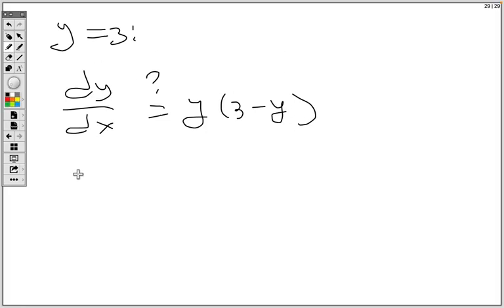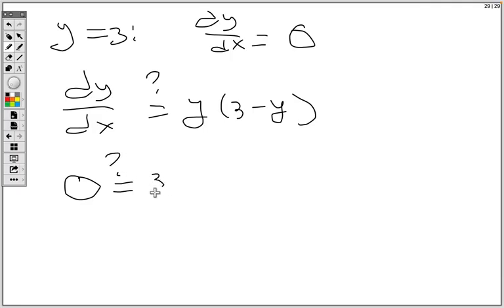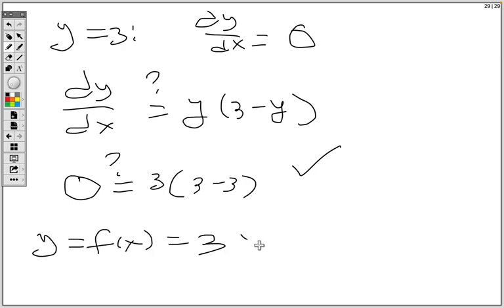Okay, well, if y equals 3, what's dy dx? What's the derivative of 3? 0. Is 0 equal to 3 times 3 minus 3? You bet it is. So y, in other words, f of x equal to 3 is also a solution. You follow?